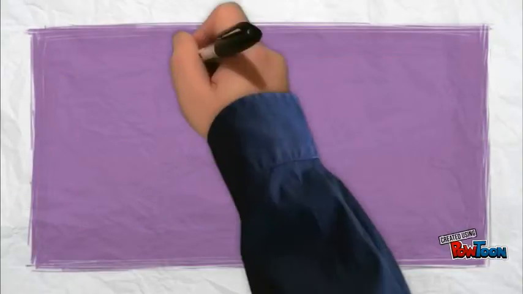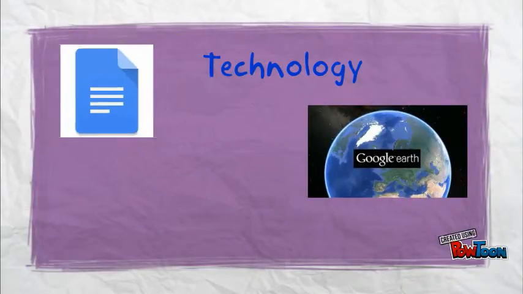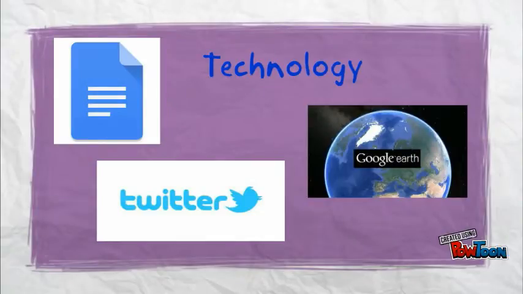The technologies that will be required are ImageQuest, Google Docs, Twitter, Google Earth, and blogs. ImageQuest will help students find different places that they would like to visit. Google Docs will be a great opportunity for note-taking and feedback given from a variety of stakeholders.